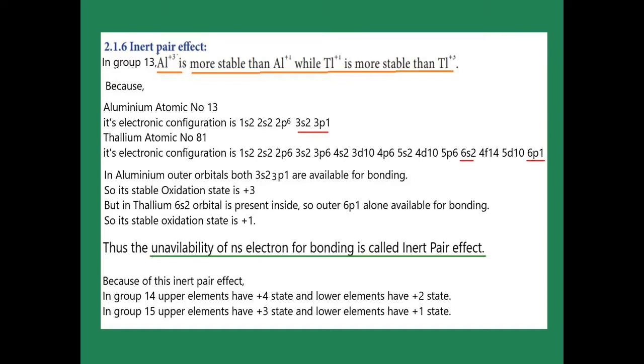So from that we can conclude that the inert pair effect means the unavailability of ns electrons for bonding. Now in group 14, the upper elements have +4 oxidation state and the lower elements have +2 oxidation state because of this inert pair effect. In group 15 also, the upper elements have +3 oxidation state more stable, but the lower elements have +1 oxidation state more stable because of this inert pair effect.